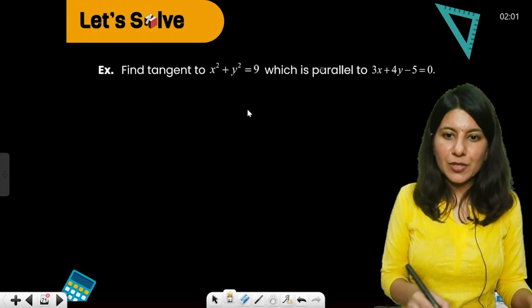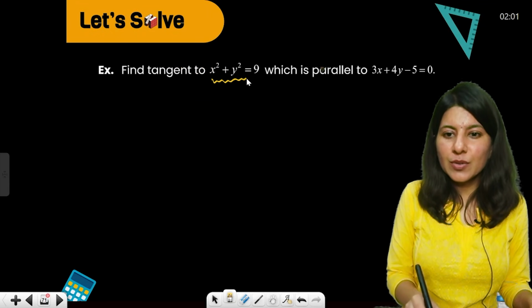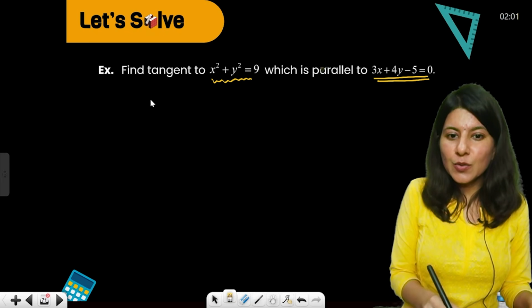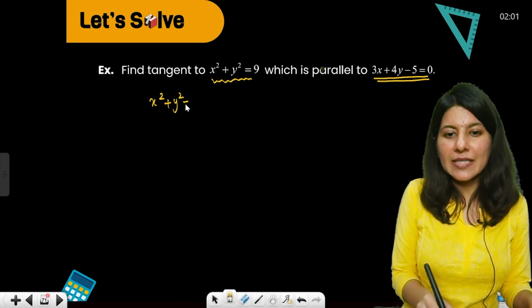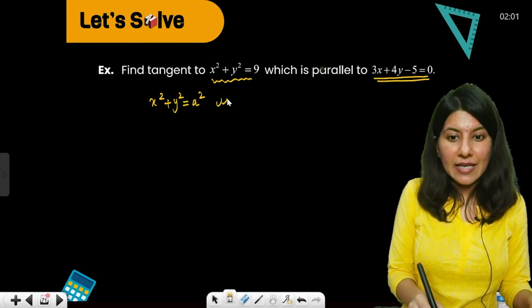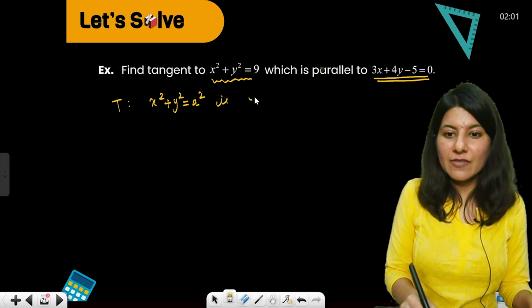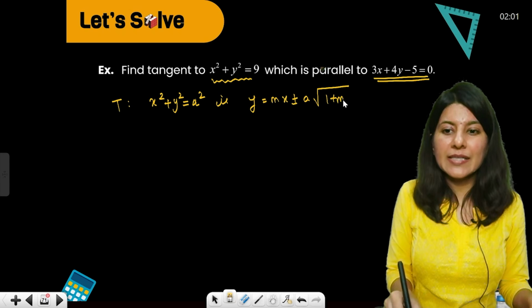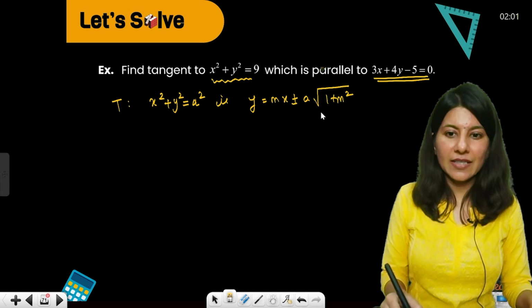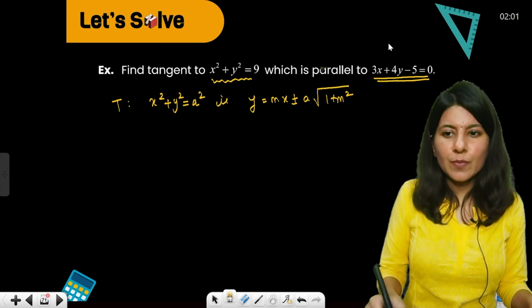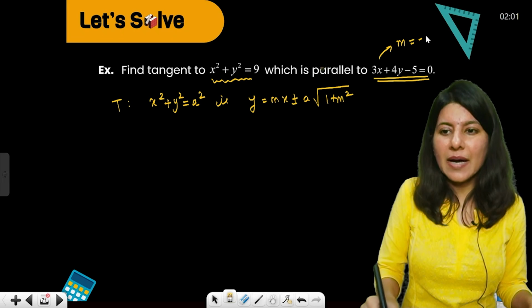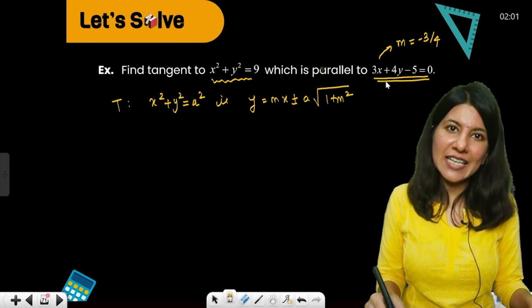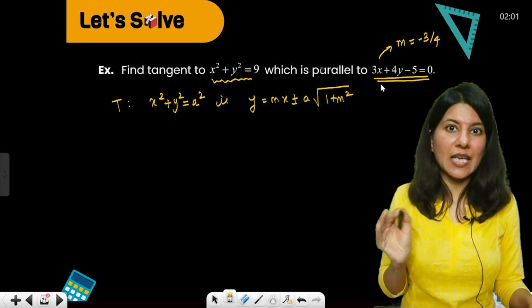So let's do one question. Find the tangent to this curve which is parallel to this. Now tangent to x square plus y square is equals to a square is y is equals to mx plus minus a square root 1 plus m square. A is the radius, right? So do you know the slope? So slope of this line is minus 3 by 4. Correct? You know how to calculate slope of any line? Trick, minus a by b.